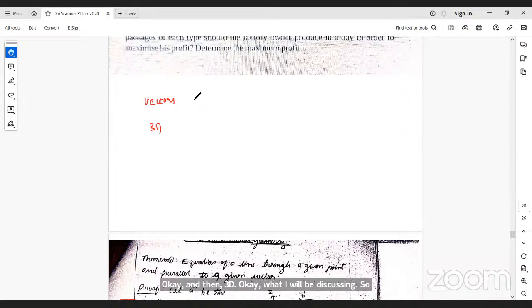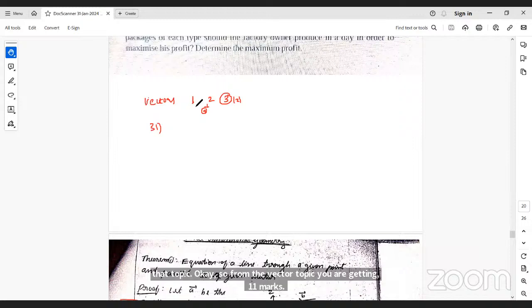So see, in vectors you will get 1 mark 1 question, 2 mark 1 question, and 3 mark 2 questions. Okay, 3 mark 2 questions, so this will be 6 plus 2, 8, 9. So here we are getting 9 marks. I think 2 mark 2 questions you will get here. So altogether you will be getting 11 marks from the vector topic.